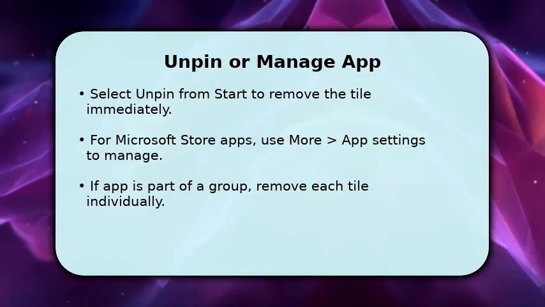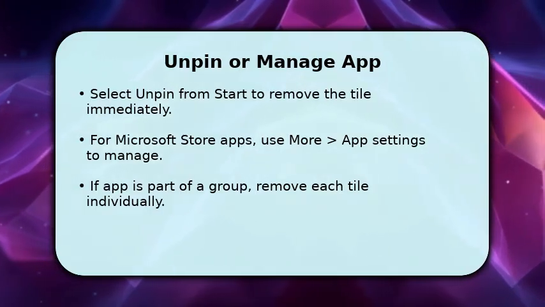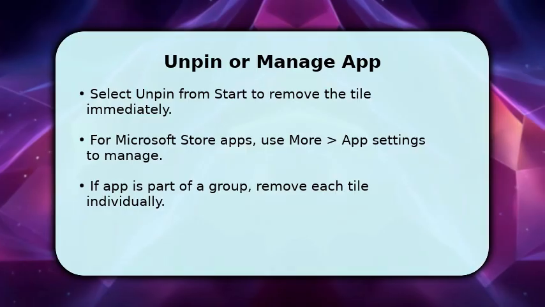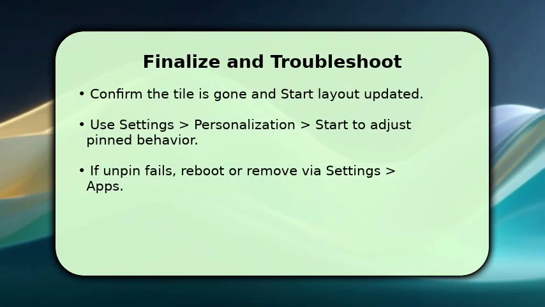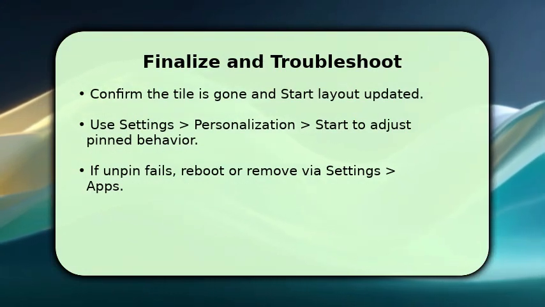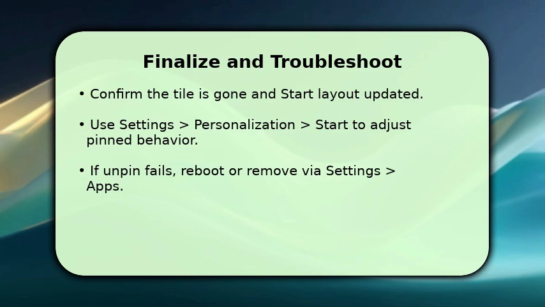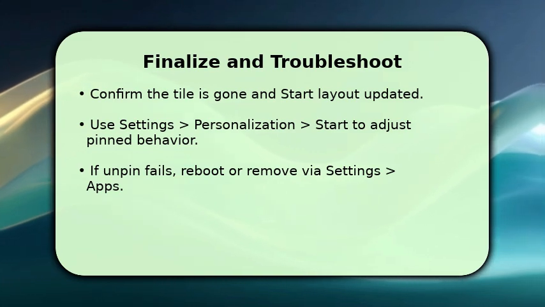Make sure to use Settings > Apps > Installed Apps to uninstall or modify permissions where necessary, and proceed. After removal, verify Start's layout reflects the change. Drag remaining tiles to tidy the space, and make sure the app no longer appears on the pinned list.